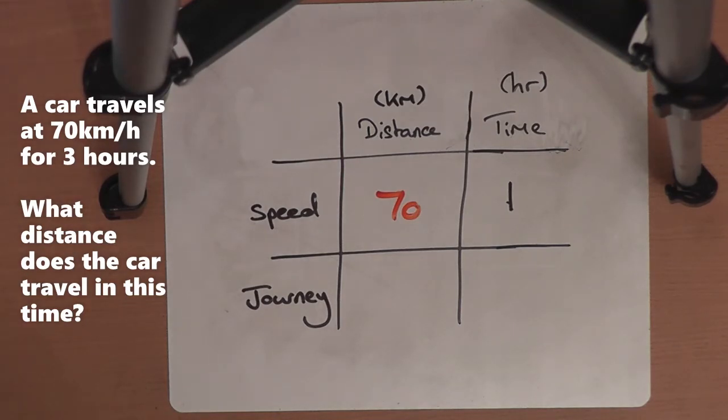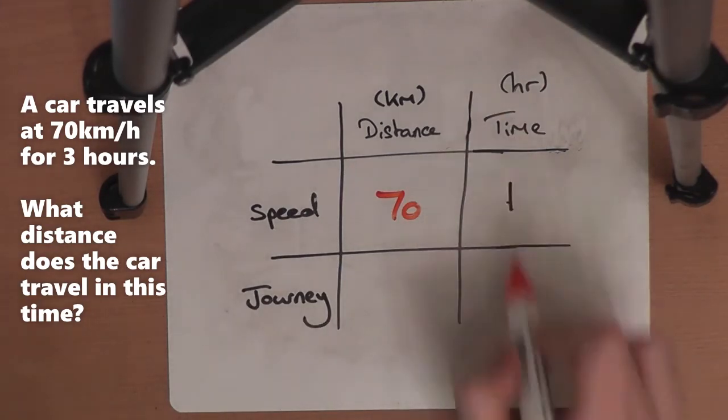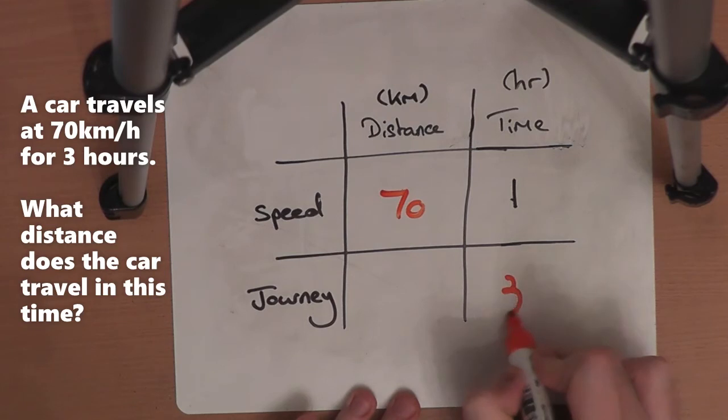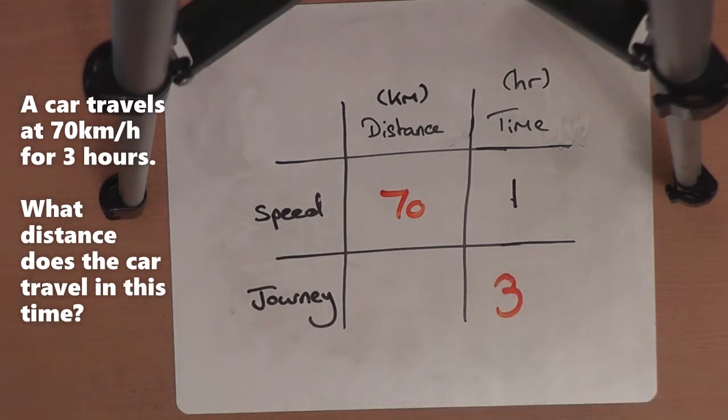A car travels at 70 kilometers per hour for 3 hours. Now, the 3 hours is the journey. So the journey time is given to us. It's 3 hours. So we can put a 3 in there. What distance does the car travel in this time? All the numbers have been picked out of the question. We're missing information in one of those boxes. We've got nothing in that box, but that's okay. Because what distance does the car travel in this time? What distance does the car travel? That's the box we're missing.